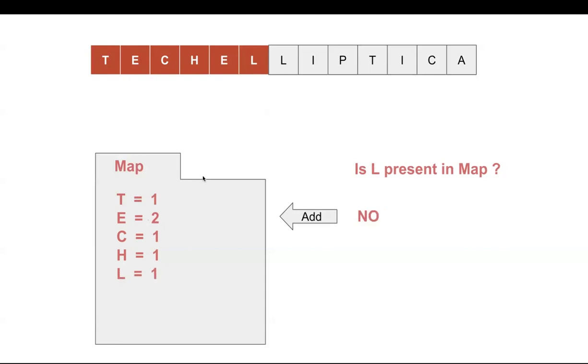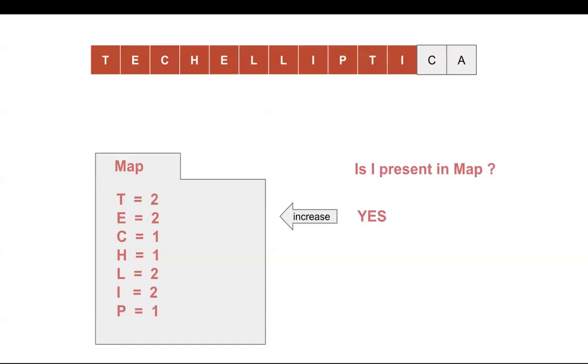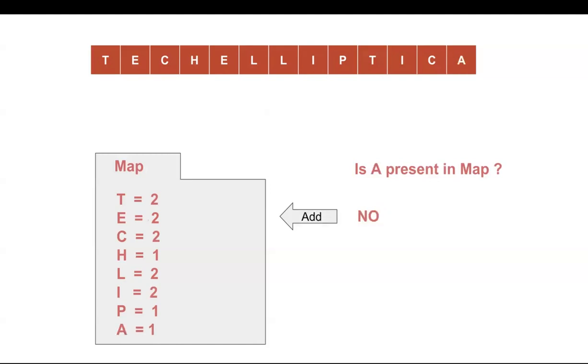In the same way, I'm going to check the other characters as well, like L. So here L is 1. Again, when L is present, its value will be 2. I is 1, P is 1, T is again 2, I is again 2, C is again 2, and A is again 1. So this is the complete iteration, and this is the output which the interviewer is looking for.